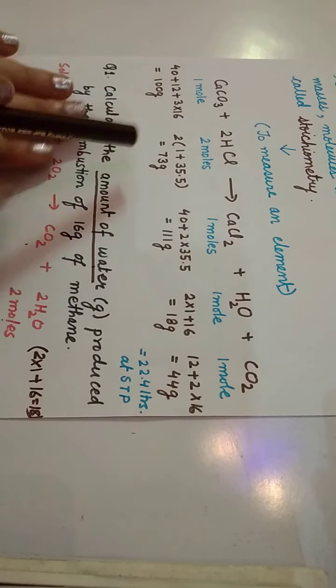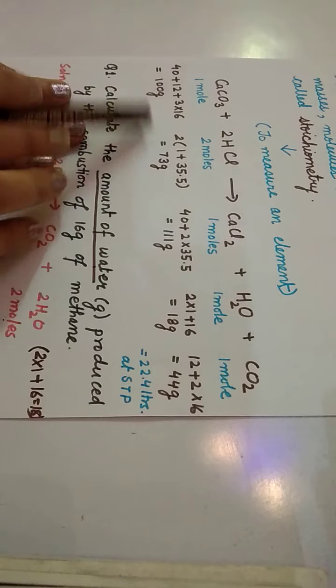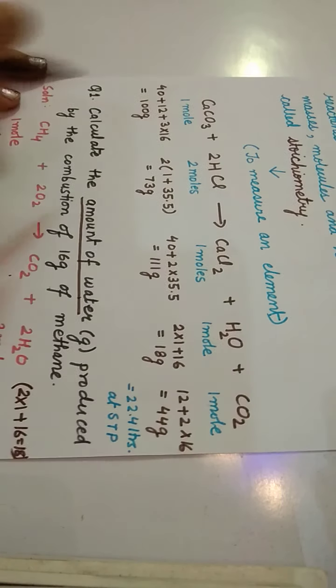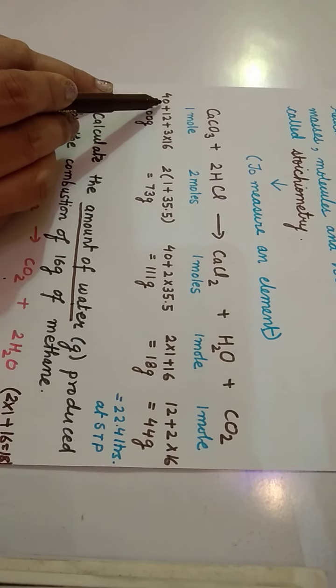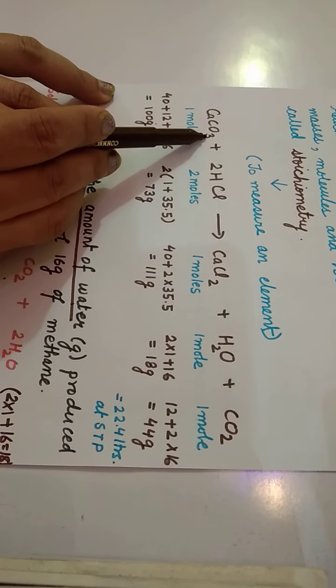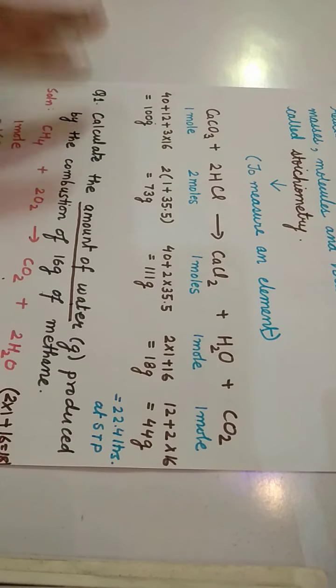Now next children, relationship in terms of mass. Mass is expressed in grams children. So what we have done, we have found out the molecular mass of calcium carbonate. For calcium it is 40, for carbon it is 12, and for oxygen it is 16. But 3 atoms, so 16 into 3, it came out to be 100 grams.